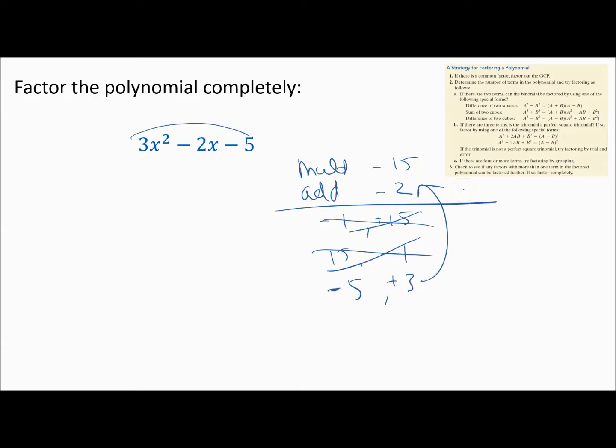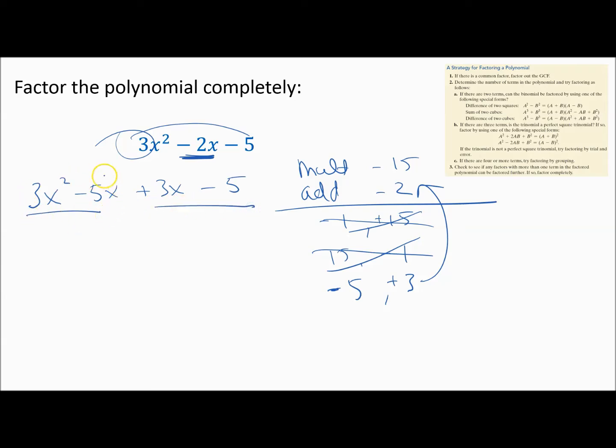That's our winner. So now you don't write your answer as x minus 5, x plus 3 because of this extra 3 here. What you have to do is rewrite your middle term. So 3x squared stays the same, and I'm going to replace -2x with -5x plus 3x minus 5. Okay? And now I'm doing factor by grouping.